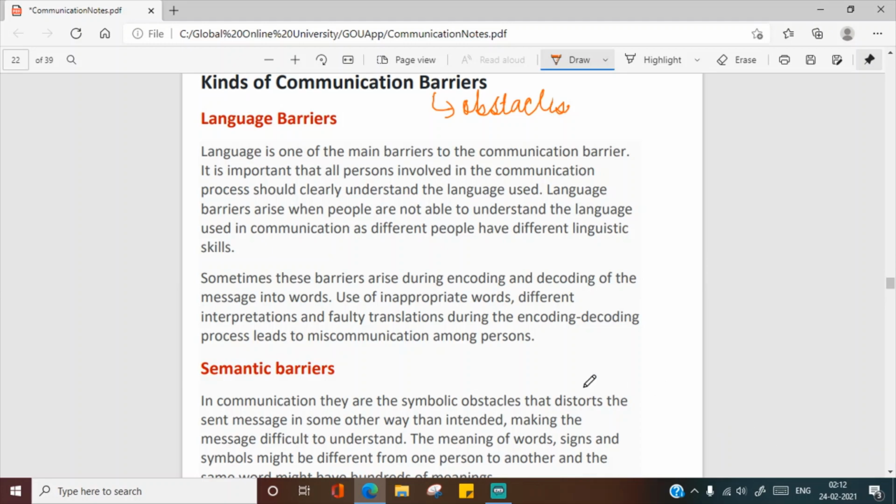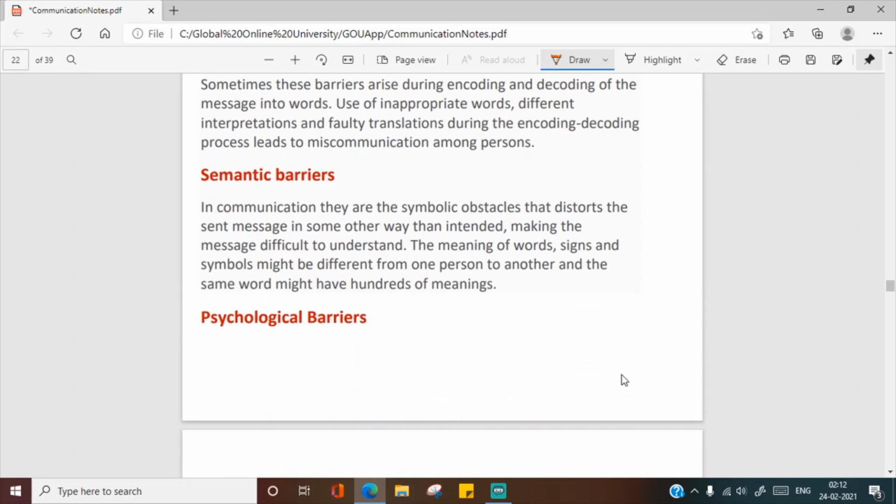So next is semantic barriers. Student, over here, whenever the word semantic comes, you should know that this is related to language. This kind of barrier comes when there are different meanings to words.